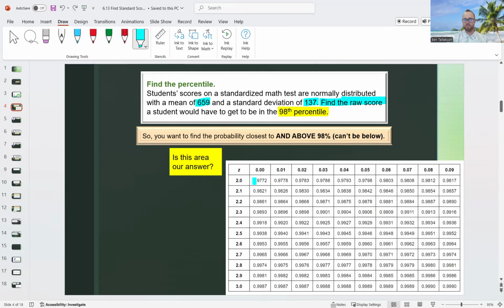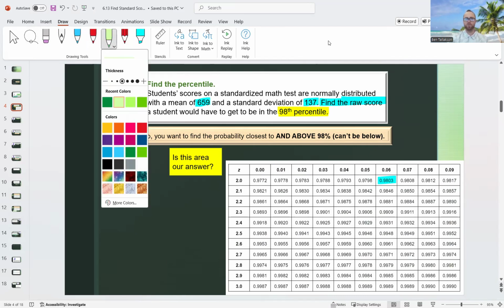Well, notice what's nice is these go in order. 0.97. I'm not worried about the rest right now. 0.97, 0.97, 0.97. And then we get to 0.9803. Well, notice what happens after that. These numbers just get further and further away from 0.98. So that's our lucky winner. That's the one we're looking for right here, closest to 0.98. But is that our answer? No, definitely not.